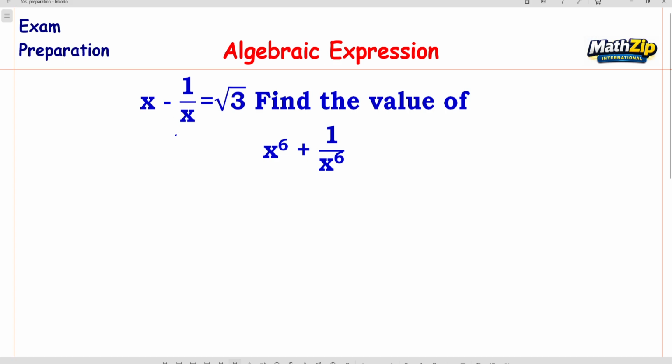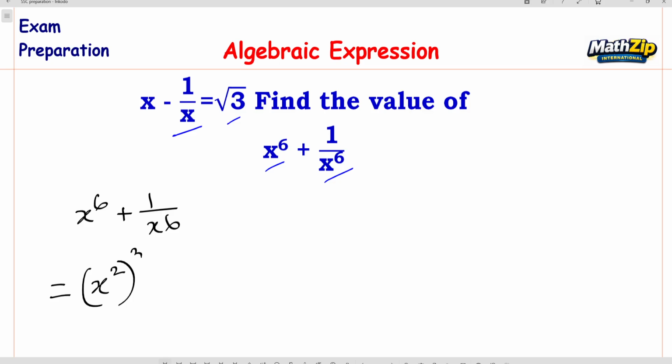If x minus 1 by x equals root 3, we have to find out the value of x to the power 6 plus 1 by x to the power 6. So first, this x to the power 6 plus 1 by x to the power 6 we can write like x square to the power 3 plus 1 divided by x square to the power 3, right?